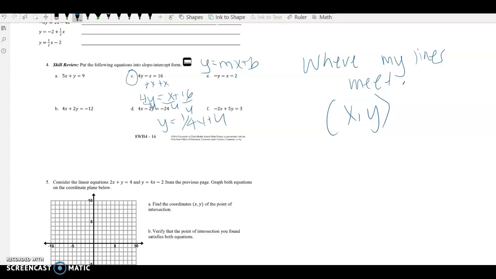Let's try another one just to get our brains thinking math. Let's try b. If I want to get y by itself, I'm going to subtract 4x on both sides. I get 2y equals negative 4x minus 12. Divide both sides by 2. I get y equals negative 2x minus 6.